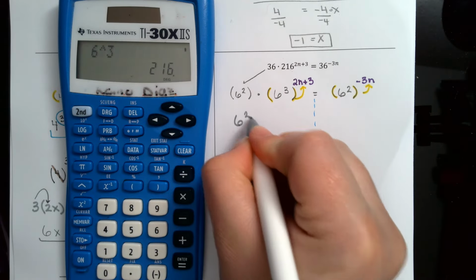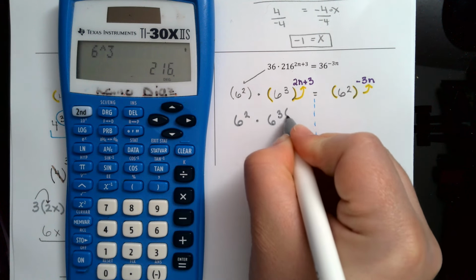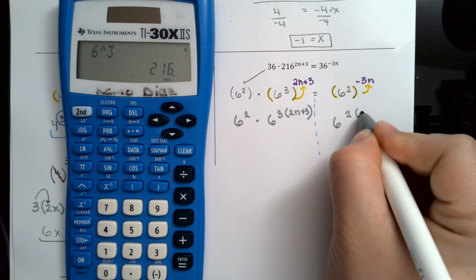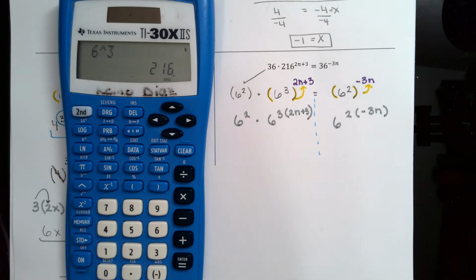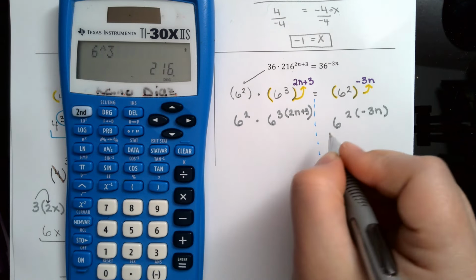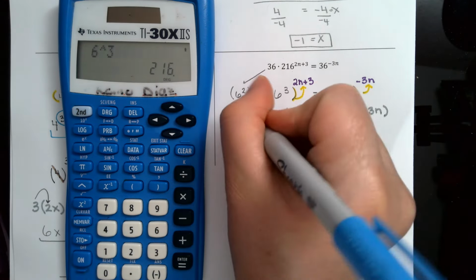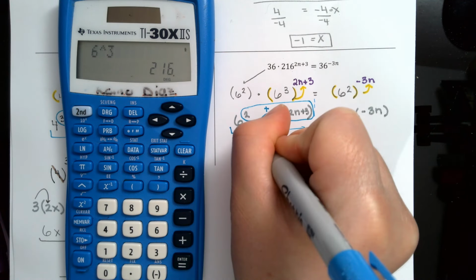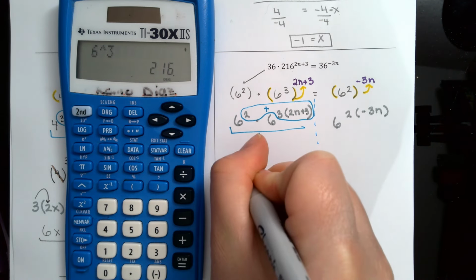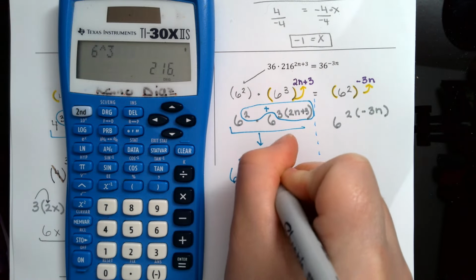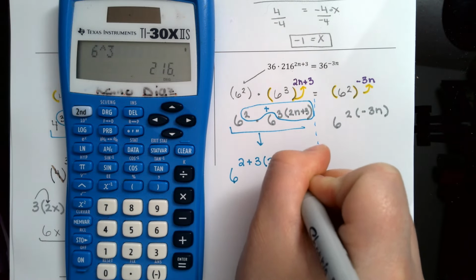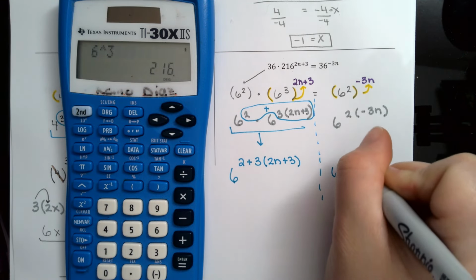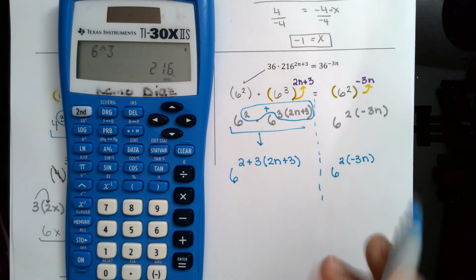We have 6 squared times 6 to the third power, open 2n plus 3, close it. 6 squared, open negative 3n, close it. Again, no one-to-one property yet. We do need to condense and combine. Remember, if the bases are the same, we add. So we're going to condense this into one 6 base, giving us 2 plus 3, open 2n plus 3, close it. And this is equal to 6 to the power of 2, open negative 3n, and close it.